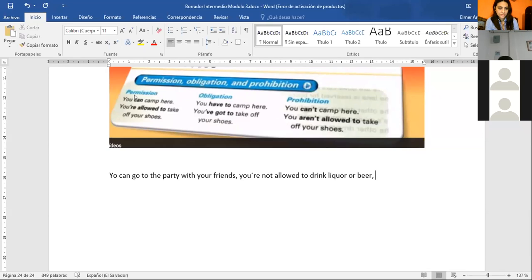El otro, Walter. You can go to the party with your friend. You are not allowed to drink liquor or beer. Están hablando de beer. Walter says to Elmer, you are not allowed to drink any liquor or beer. Girls, Elmer, what kind of examples are those? It's not good the example, teacher. Is correct the sentences or not correct, teacher? Yeah, they are correct.